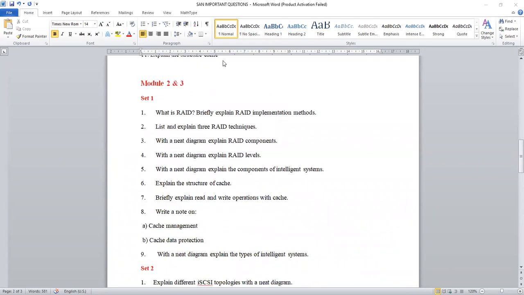From module two and three, let us see the set one questions. So this is very, very important. Please focus on this. List and explain three RAID techniques. With a neat diagram, explain the RAID components, and with a neat diagram, explain RAID levels. Very, very important. Please don't leave.